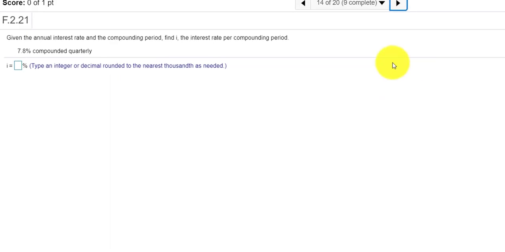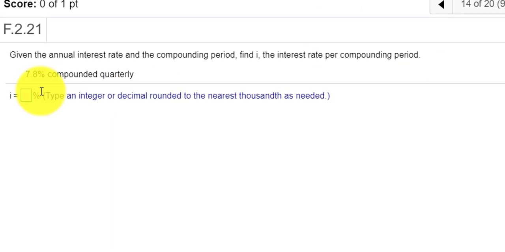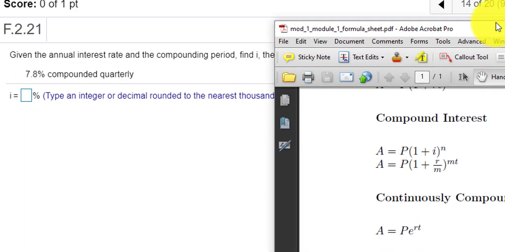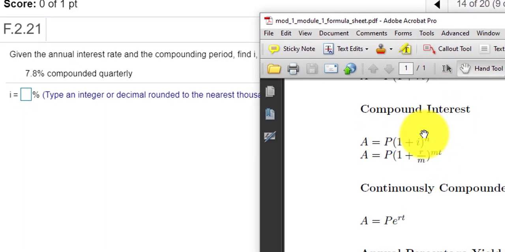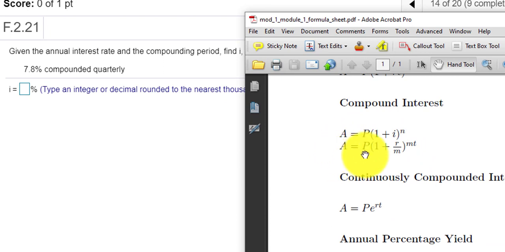So for 14, they're telling us that R is 7.8 compounded quarterly. So when you look at the compound interest formulas, look at these two equations. They're basically the same. But what they're telling you here is the letter M as in Michael times T is the same as N. And R divided by M is the same as I. So in this problem, they're looking for I, and they give us R and they give us M, right?